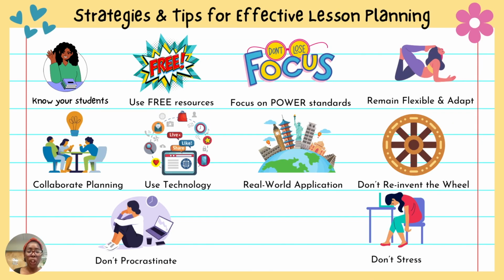Okay, before we conclude, let's talk about some strategies and tips for effective lesson planning. The first thing you should do is know your students, know your audience. You should know if you have a kinesthetic learner, an auditory learner, or a visual learner. Based on knowing your students, you can curate your lessons to meet the needs of your learners.